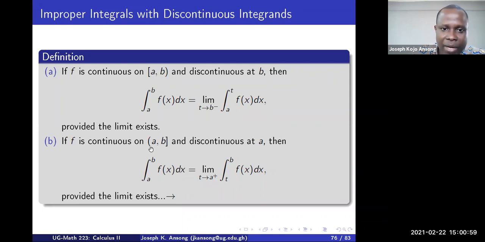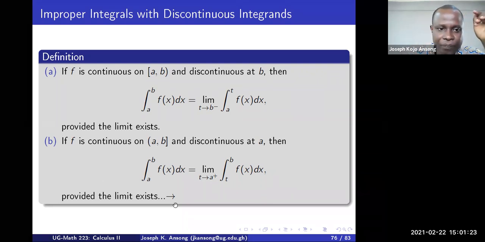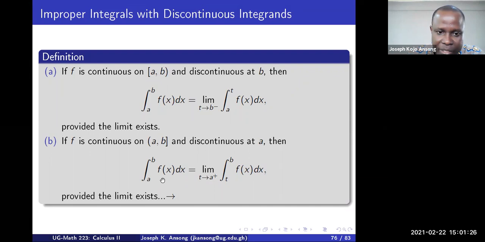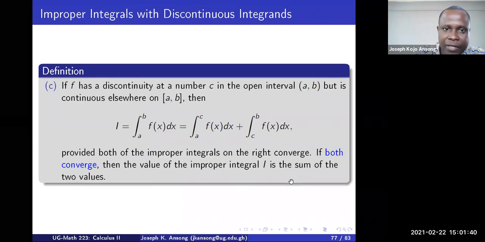Okay, so this is a similar one. In this case, it's a to b. It is discontinuous at a, all right? So you do a similar thing. Because it's discontinuous at a, you replace a with a variable and then you approach a from the right-hand side, from this side, my right. So in that case, you write, let's replace a with a t and find the limit as t approaches a from the right of this integral. Once again, if the limit exists, then the integral is convergent.